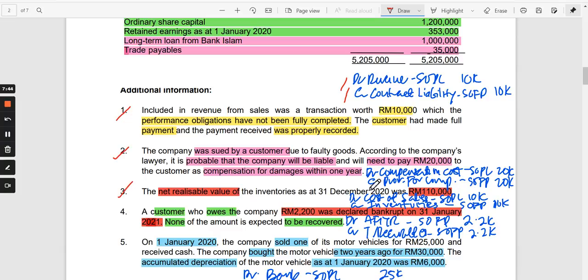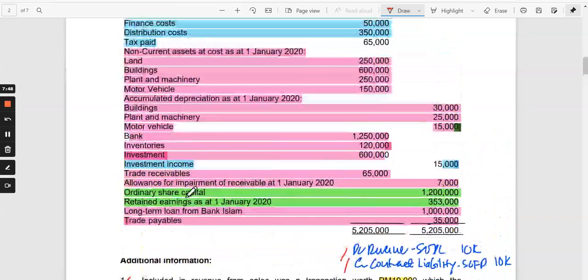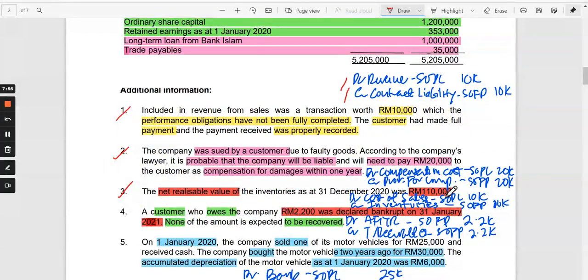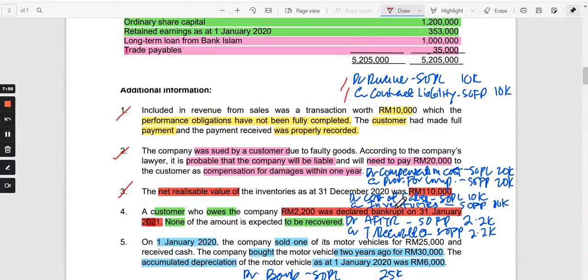The next one is on MFRS 102. The net realizable value of the inventory was 110. Compare this NRV with the inventories here, and you will see that there was a reduction of 10,000. So for that reduction, debit cost of sales, as a write down in the SOPL. Credit inventories, that is going to be in the current assets in the SOFP, 10,000.